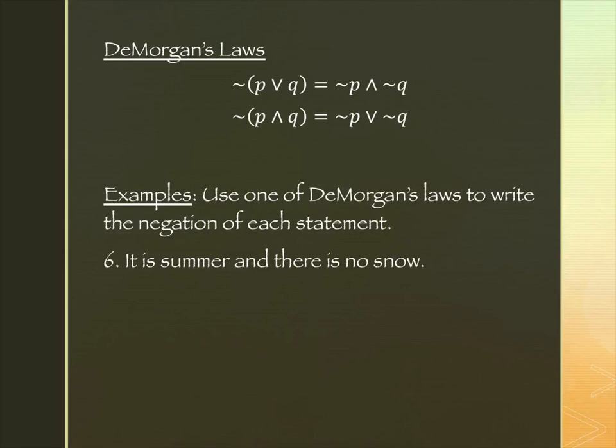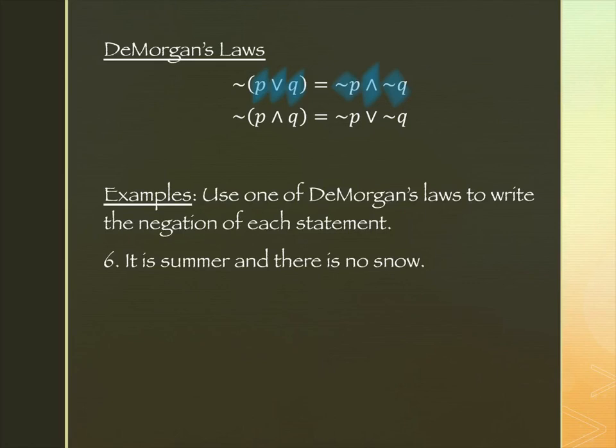And what I want you to notice is that there are 3 pieces here that it has to apply to. P, the conjunction or disjunction sign, and Q. And they all change. So the P becomes tilde P. The or becomes and, and the Q becomes tilde Q.